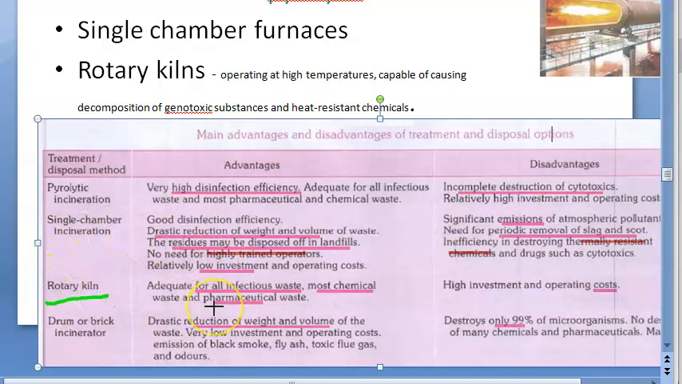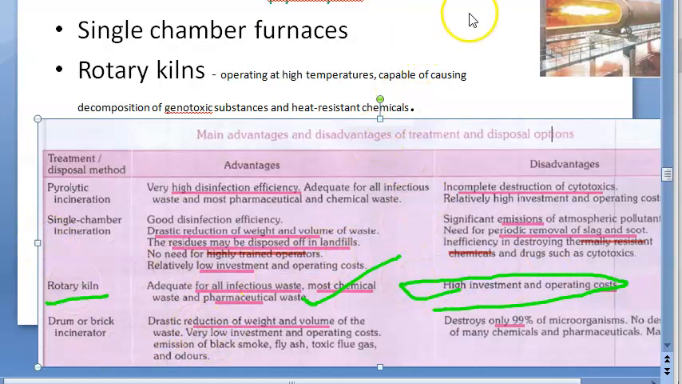Now coming to rotary kiln, it is effective for all infectious waste, most chemical waste and pharmaceutical waste. Most chemical waste they are saying here. This is high investment and operating cost. Very similar to the double chamber one, right?